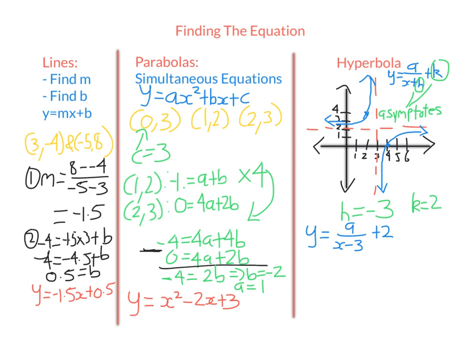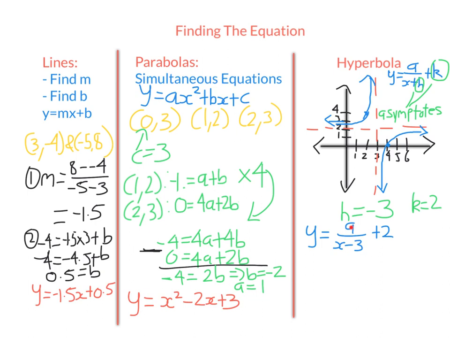So that makes sense because this asymptote at x equals 3 means the graph can never go through x equals 3. If I substituted x equals 3, I'd be dividing by 0. That's why h was minus 3. Similarly, we can't have this fraction equal to 0, so that means we can't have y equals 2. And that's why the asymptote's at y equals 2.